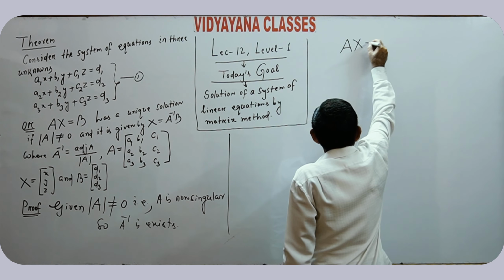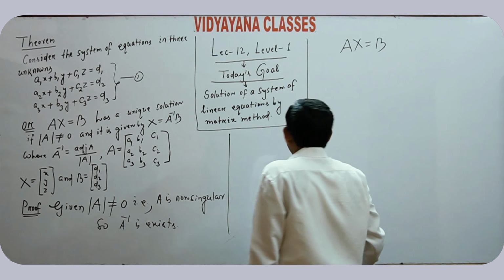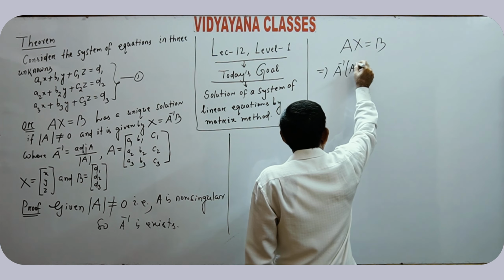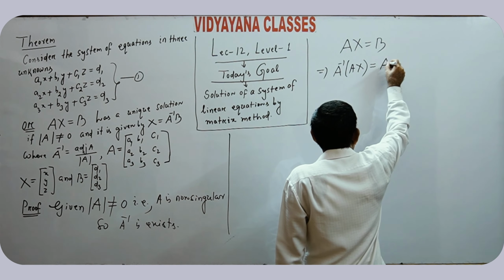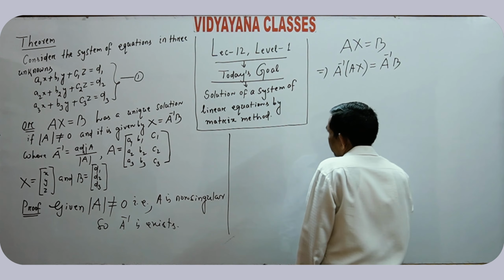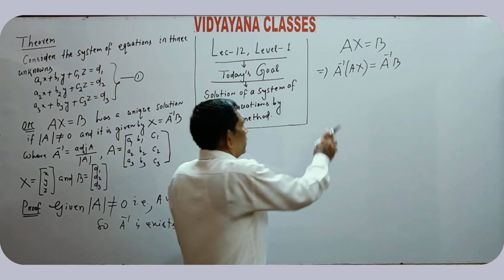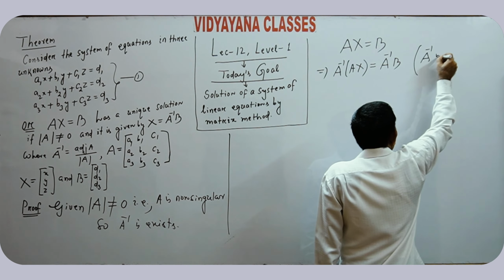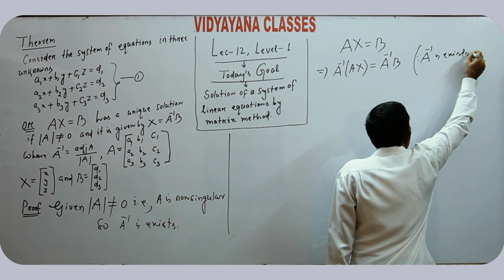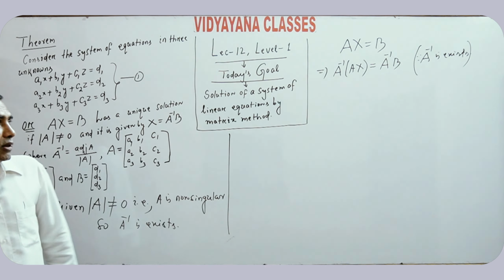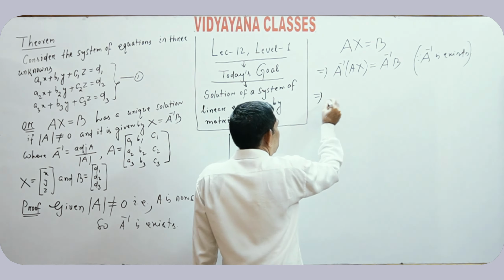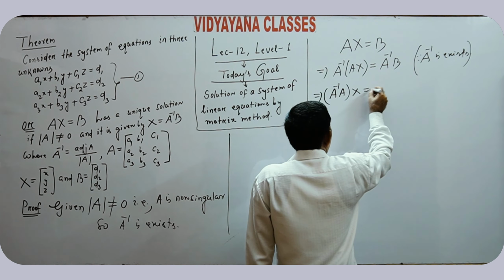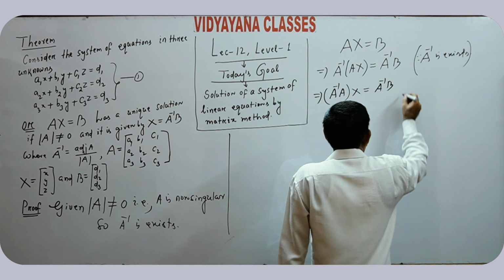AX is equal to B. Multiplying A inverse both the sides, since A inverse exists, A is non-singular, which implies A inverse into AX is equal to A inverse B. Since AX is equal to B, which is same as A inverse A into X is equal to A inverse B.